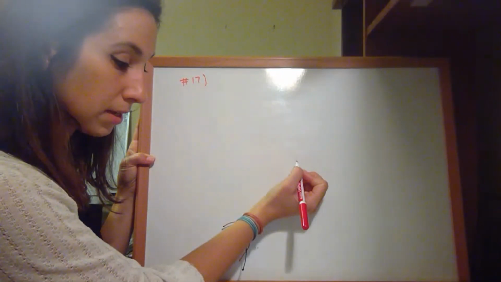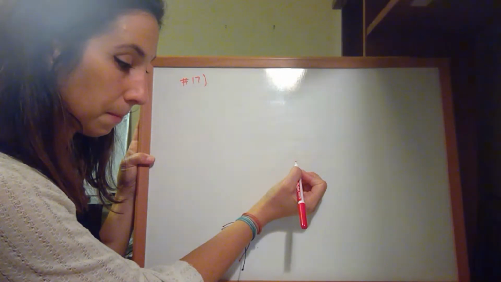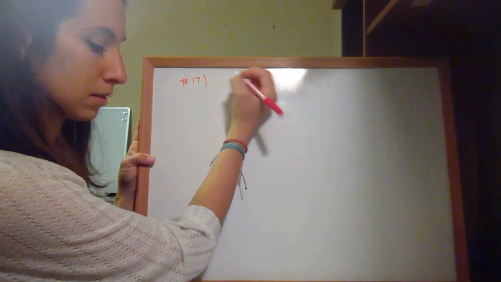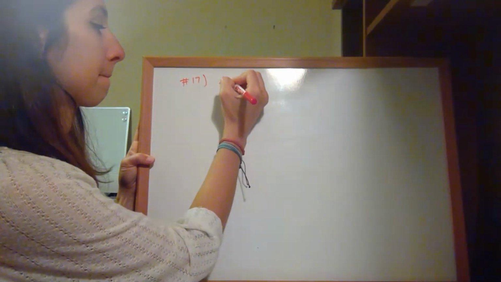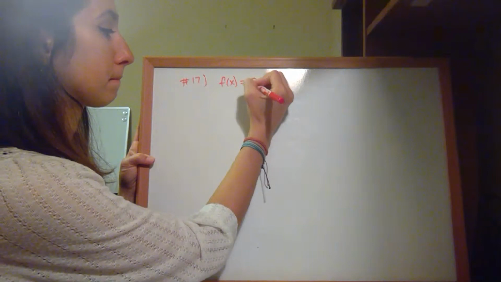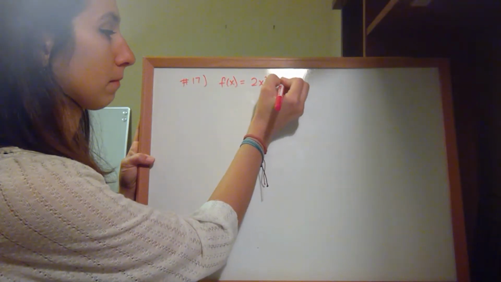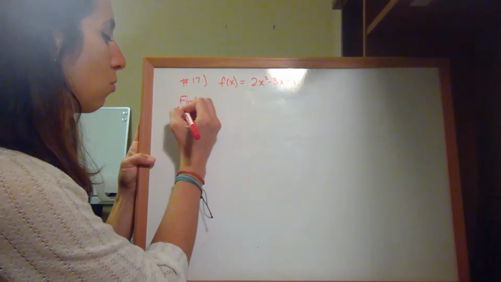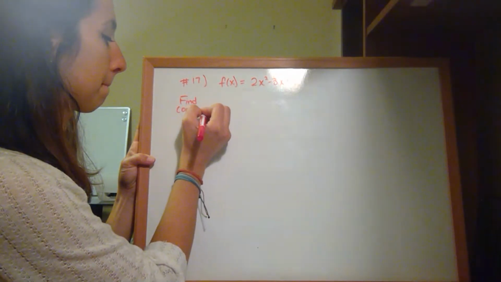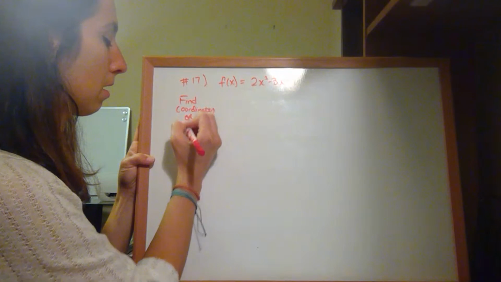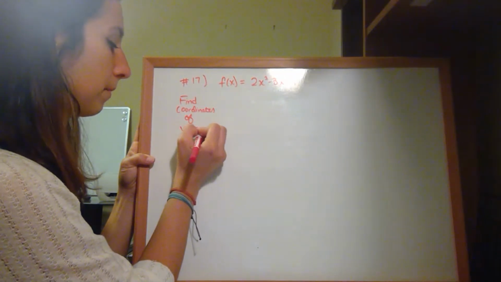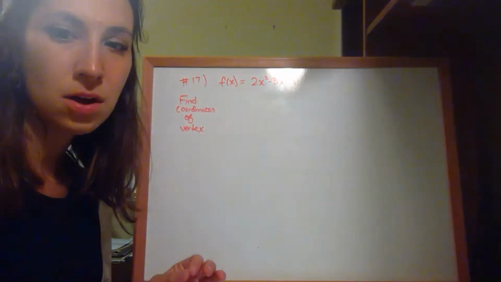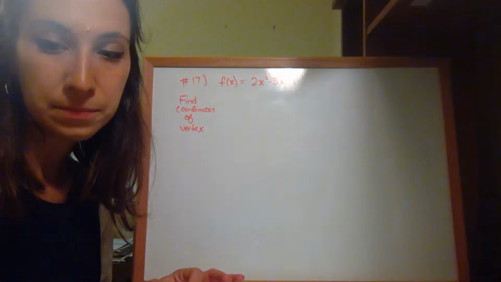Find the coordinates of the vertex. Okay, so let's do a different one that's not on here. Find coordinates of the vertex, okay? So the vertex sits on the axis of symmetry.